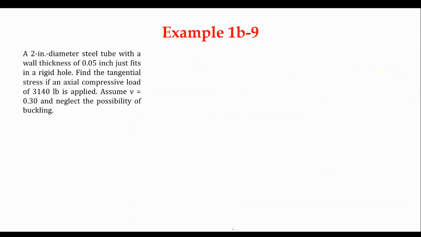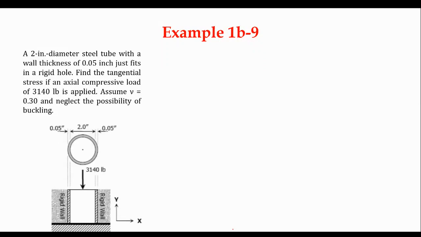Ani, kay challenge. A 2-inch diameter steel tube with a wall thickness of 0.05 inch just fits in a rigid hole. So, find the tangential stress if an axial compressive load of 3,140 pounds is applied. Assume that the Poisson's ratio is 0.30 and neglect the possibility of buckling. Okay, let's visualize the problem.